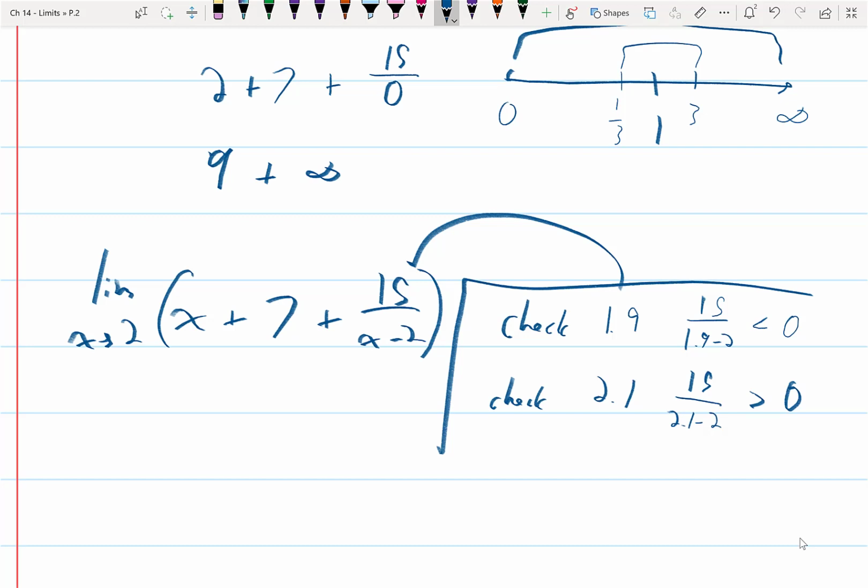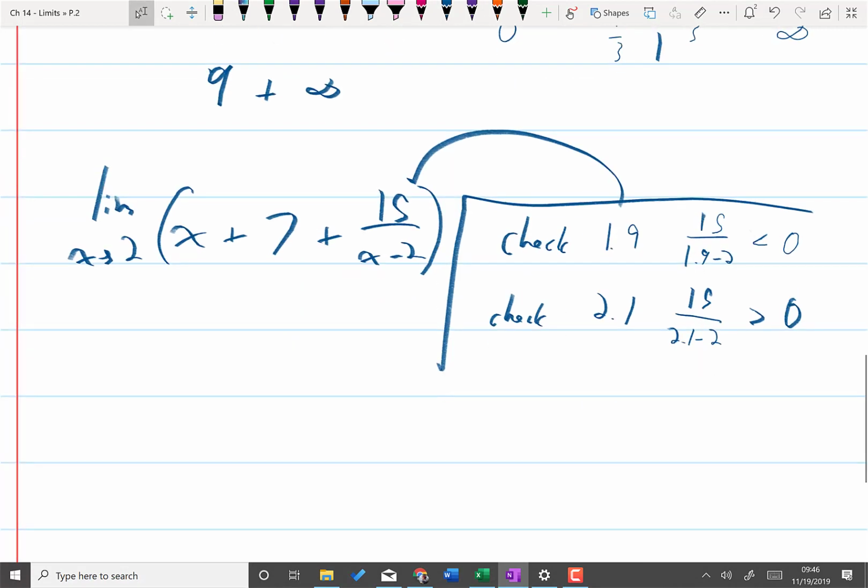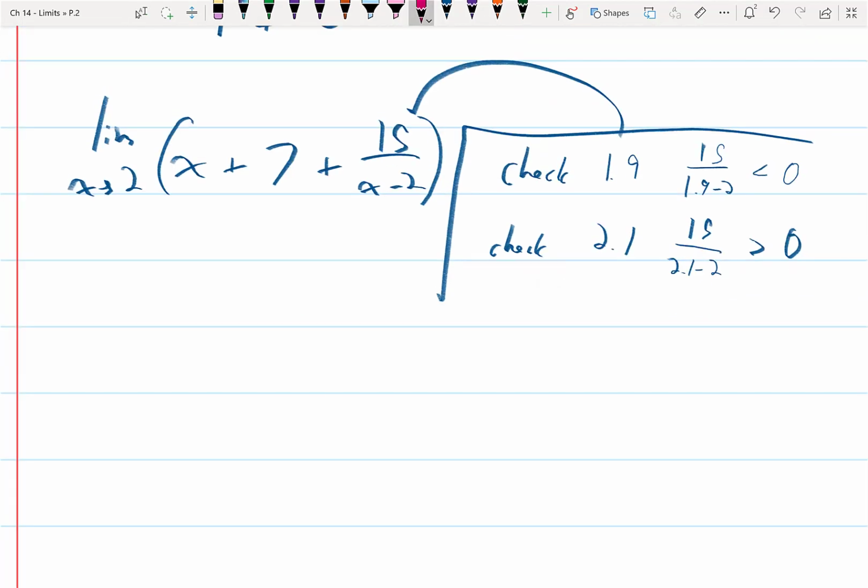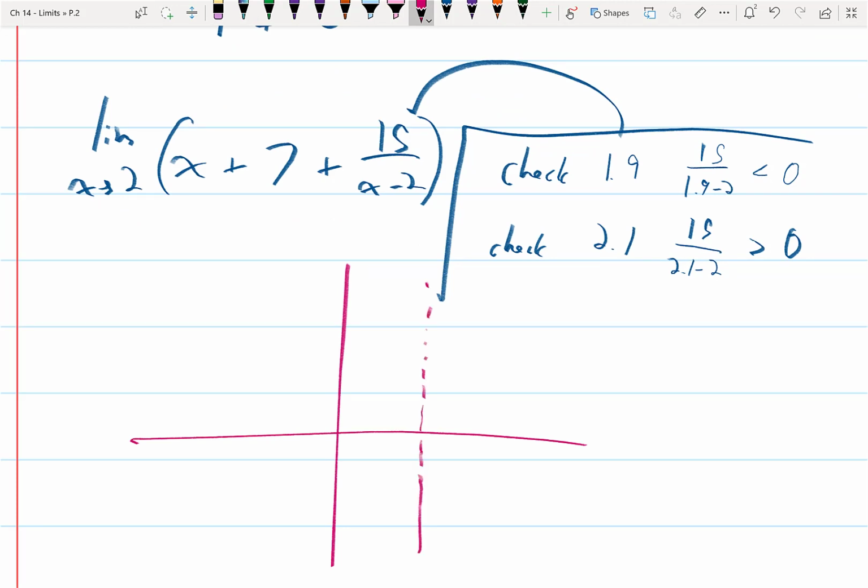I want to see if I'm hitting it in the same place, like a split like this or like this, or are we doing something like this? We're doing that one, clearly. And the graph of this, as a sketch, is going to look like a vertical asymptote at x equals 2. When x is super large and super small, that 15 over x minus 2 doesn't matter at all, because it's going to basically reduce down to 0. So the x plus 7 will matter, and that's going to look like this.